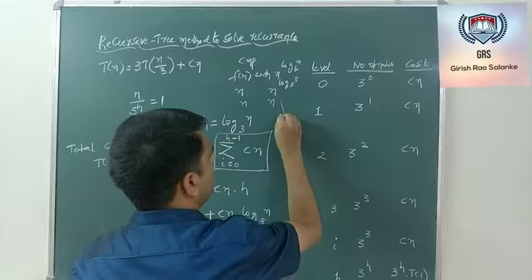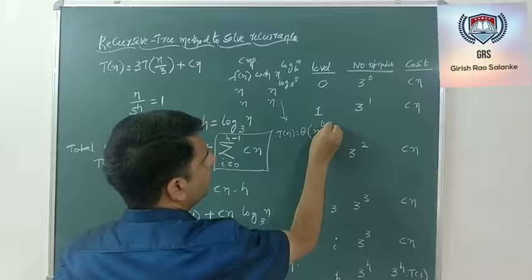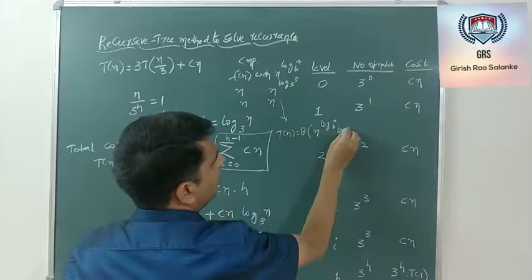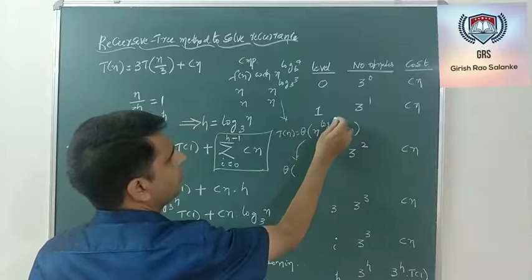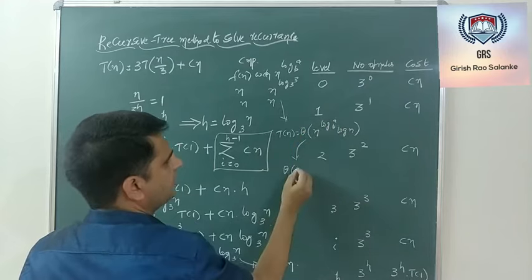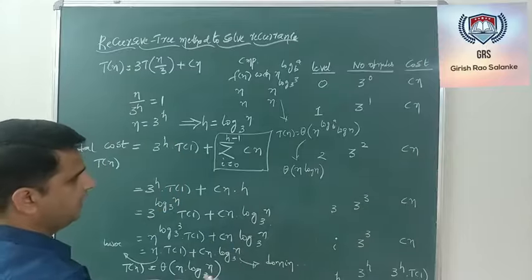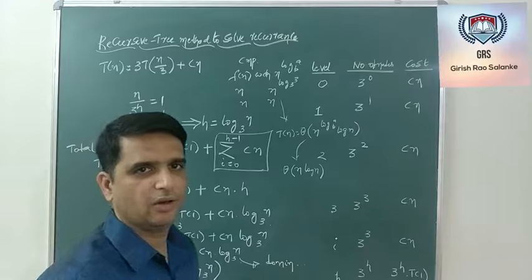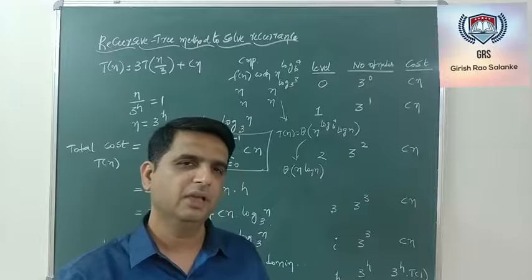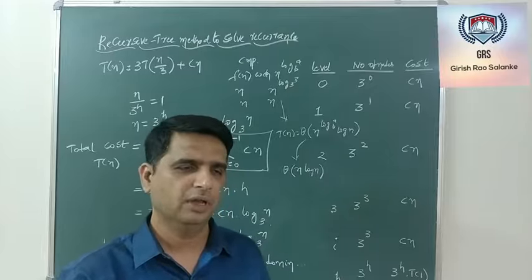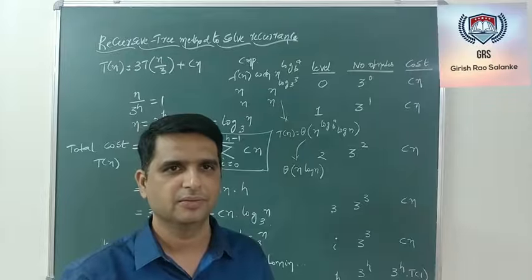Case 2 was represented as T of n is equal to theta of n to the power of log a to base b into log n. Now here, n to the power of log a to base b is n, into log n. If you see the answer that I got here and the answer here are the same, n log n. Hope this is clear. This is about how to find the time complexity for a given recurrence with the help of the recursive tree method. We'll take one more example to understand it more clearly.